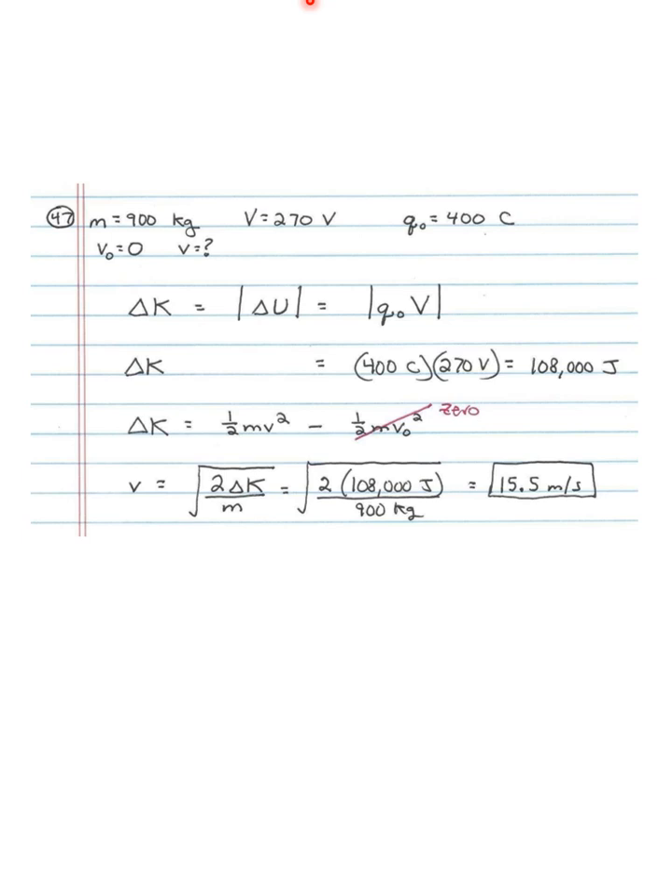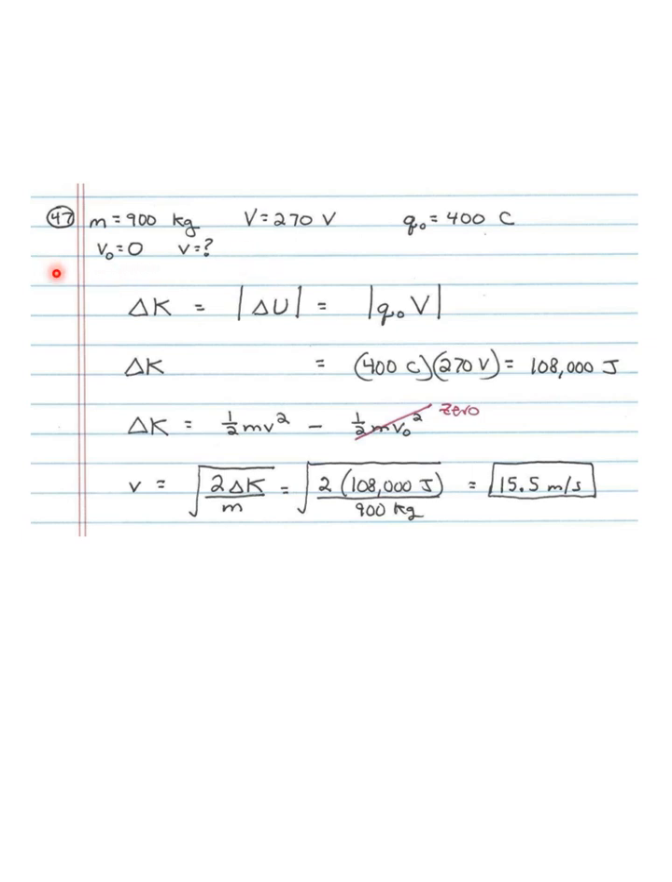Number 47. A 900 kilogram electric car uses a 270 volt battery pack. As the car accelerates from rest, 400 coulombs flows from the battery. What is the maximum speed the car can attain during this time? I've written the given information, the mass, the voltage of the battery, the total charge that flows, and we want to know the speed, the final speed, given V naught is 0.